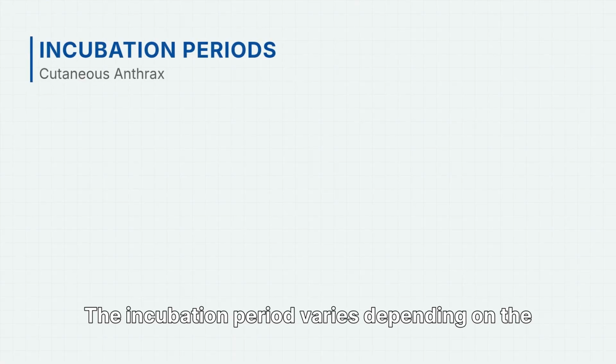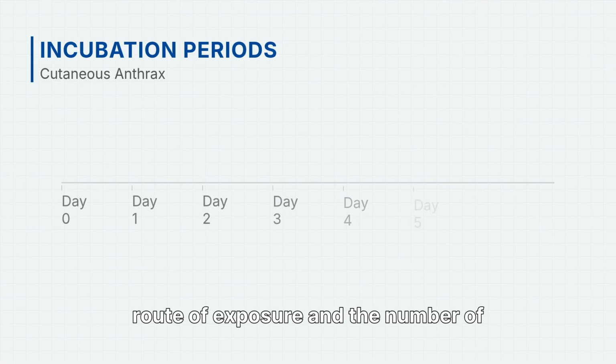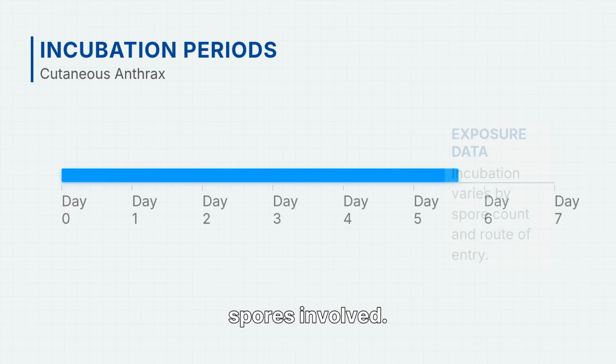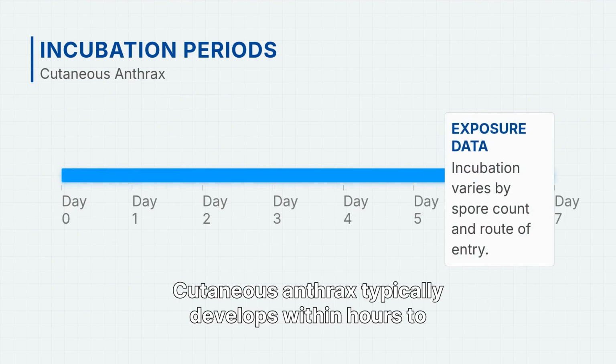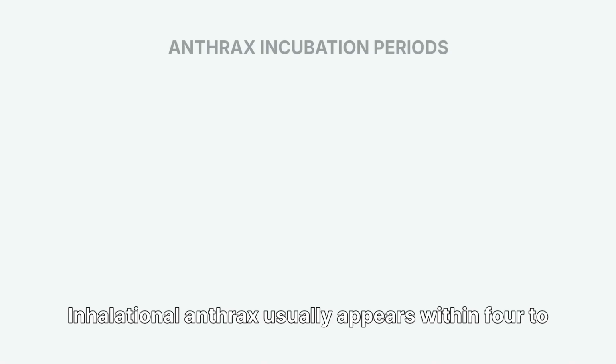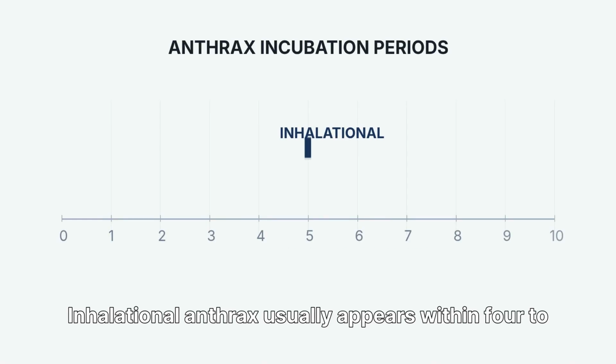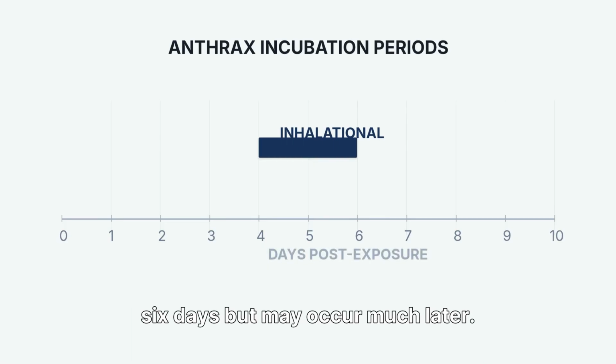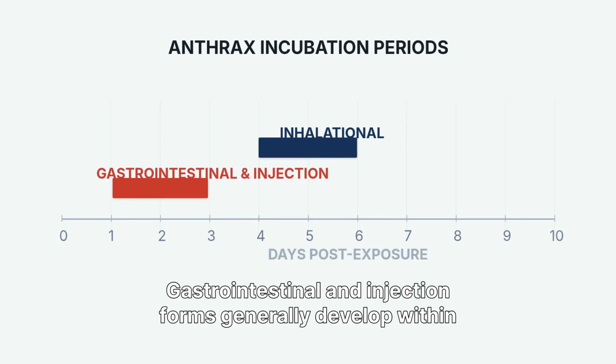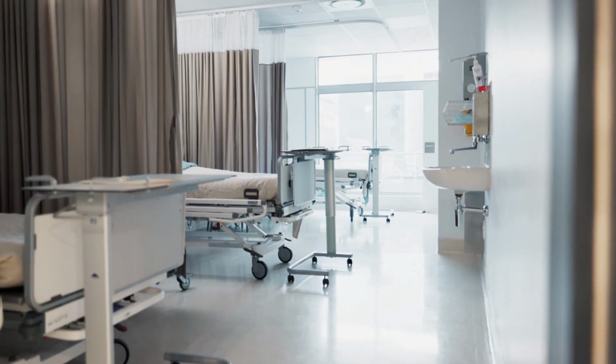The incubation period varies depending on the route of exposure and the number of spores involved. Cutaneous anthrax typically develops within hours to several days after exposure. Inhalational anthrax usually appears within 4 to 6 days, but may occur much later. Gastrointestinal and injection forms generally develop within 1 to 3 days.